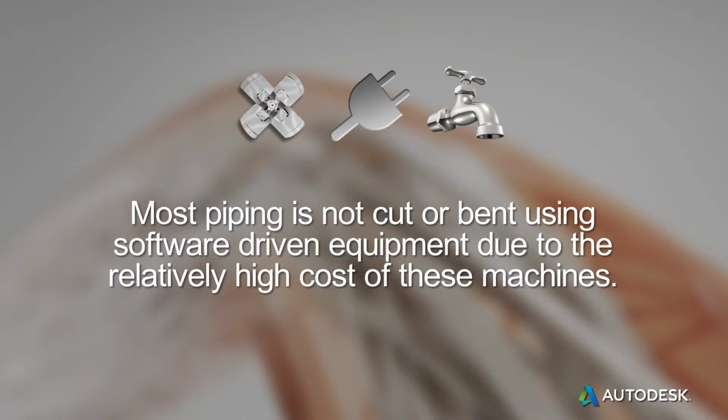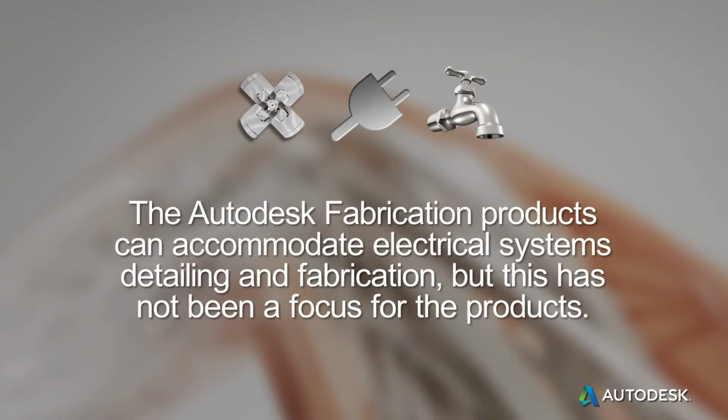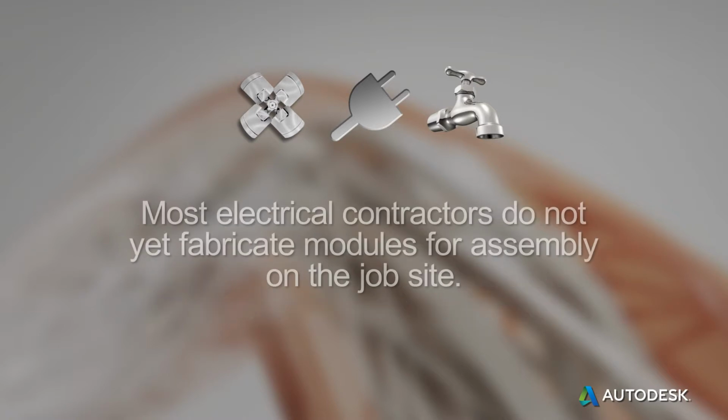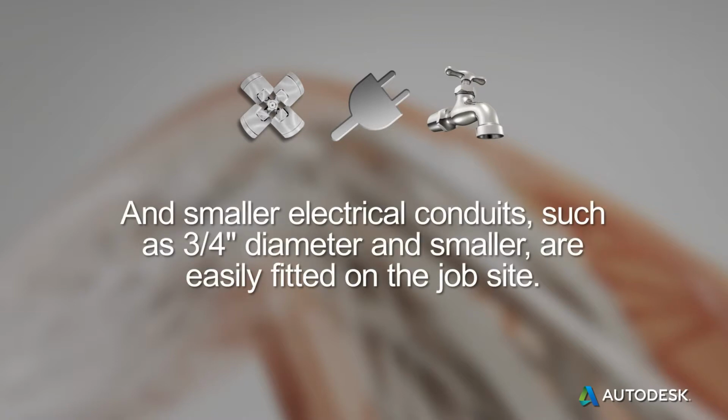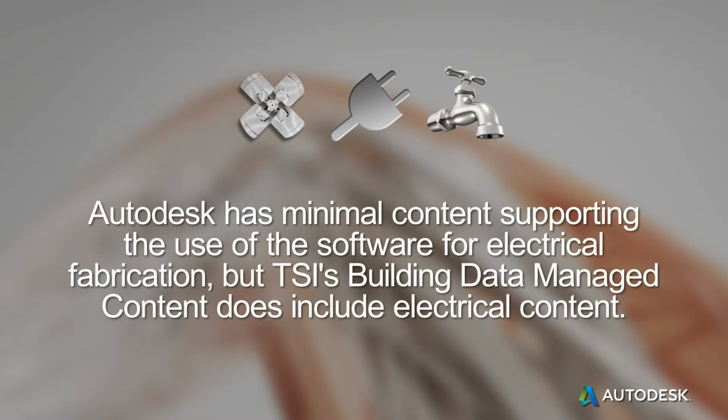Most piping is not cut or bent using software-driven equipment due to the relatively high cost of these machines. This is expected to change as the cost of automated pipe-forming equipment continues to decrease. The Autodesk fabrication products can accommodate electrical systems detailing and fabrication, but this has not been a focus for the products. Most electrical contractors do not yet fabricate modules for assembly on the job site, and smaller electrical conduits, such as 3/4-inch diameter and smaller, are easily fitted on the job site. This situation is changing as some projects, such as healthcare, are increasingly using modular construction techniques. Autodesk has minimal content supporting the use of the software for electrical fabrication, but TSI's Building Data Managed Content does include electrical content.